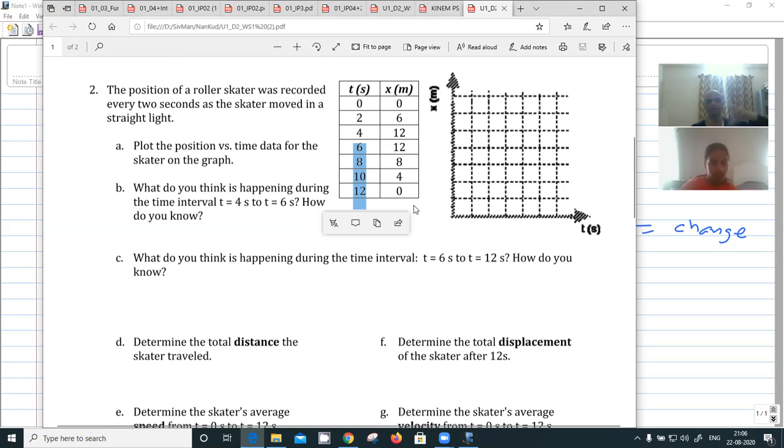You don't have to look at the full thing as a whole. The information is there, so you can use that. 6 to 8, 8 to 10, 10 to 12. So 6 to 8 it's moving in the negative direction. 8 to 10 also it's moving in the negative direction. 10 to 12 also it's moving in the negative direction. So from 6 to 12 seconds, you have a negative velocity.